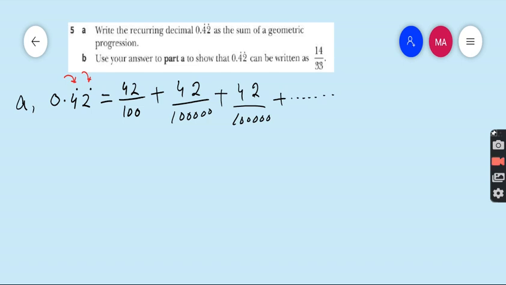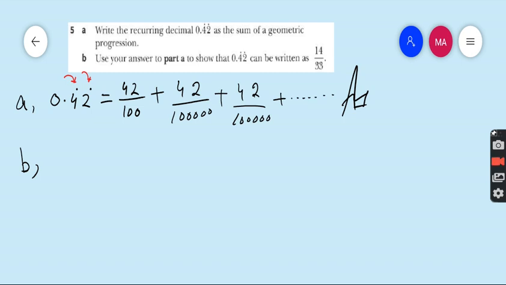So students, this is called a vulgar fraction. The first term 0.42 means it is the hundredths place, so we have to write 42 upon 100. Then move to the next term, what do I write? 42 upon 10,000. So multiply by 1/100, then again multiply by 1/100, and so on. I hope you understand. So this is the answer of part A. But if you feel any problem, I will help you.